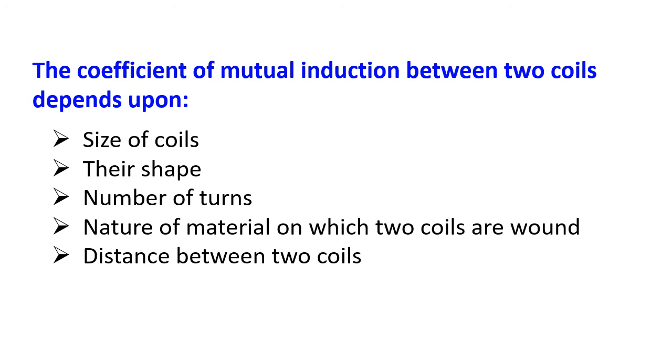Next, the distance between the two coils. This is also very important. If the coils are completely separated, then there is no effect of mutual induction. Both should be very near, and then only the effect of mutual induction will be there. So these are the major points we have to mention according to the equation we derived.